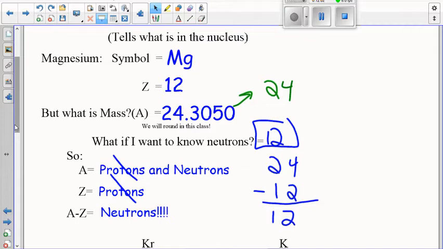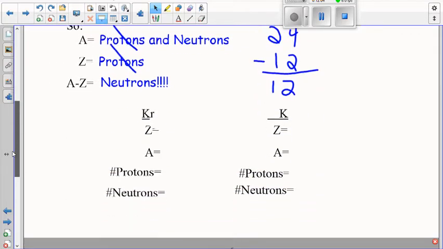All right, you got two practice problems. Find the Z, the A, the number of protons, and the number of neutrons for Kr and K. Kr stands for krypton. K stands for potassium. They're both in the first 40 elements. So find the Z, the A, the protons, and the neutrons. Give me about 60 seconds, which might not be quite enough time for some folks, which is okay. I just want to make sure we get through all our practice today.